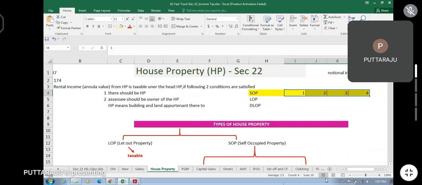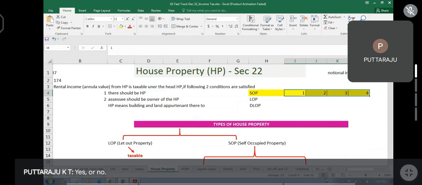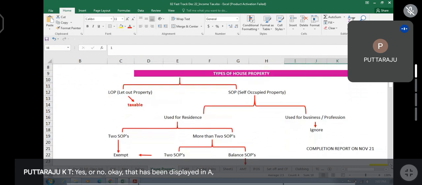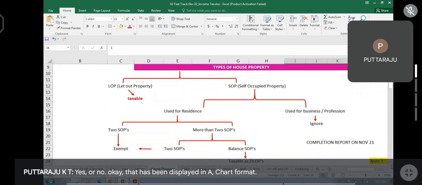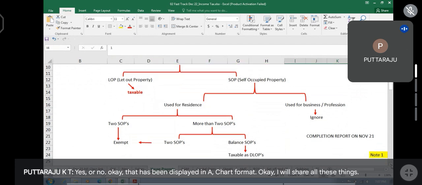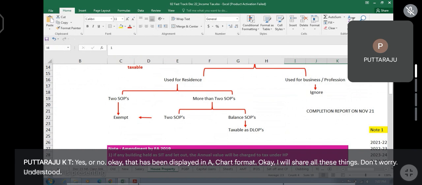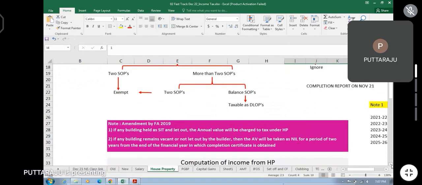Yes or no? Yes, sir. Okay. That has been displayed in a chart format. I will share all these things. Don't worry. Understood? Yes, sir. Okay.